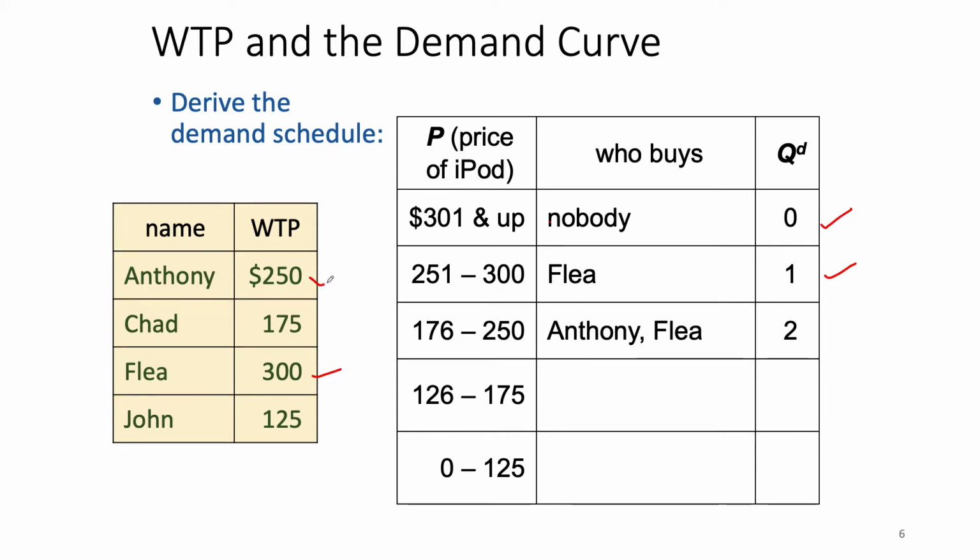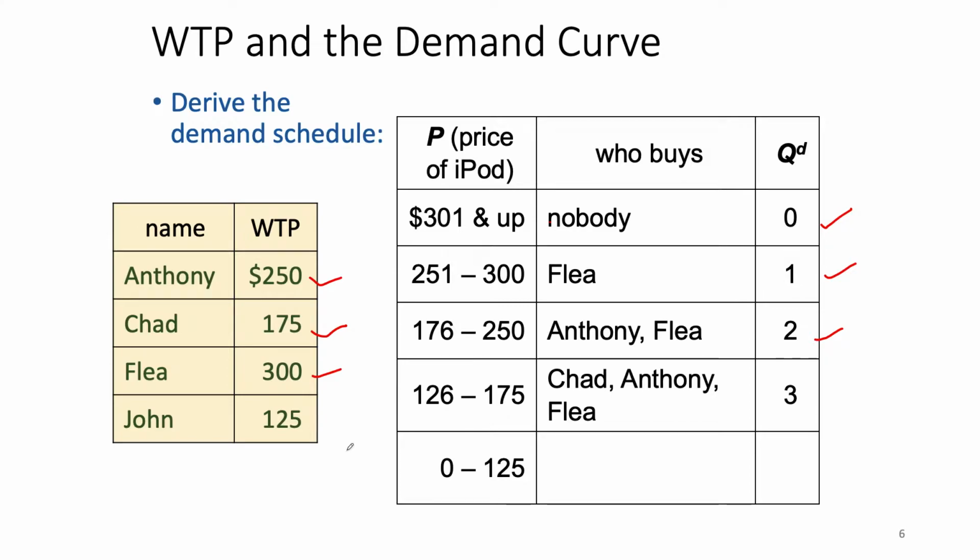But now Anthony jumps into the market, right? Anthony is also willing to buy when the price is between 176 and 250 because his willingness to pay is higher than the price. Okay? So the quantity demanded then is 2 units. And if the price is set between 126 and 175, now it's not just Anthony, Chad also jumps in because his willingness to pay is 175 and the price is set below his willingness to pay.